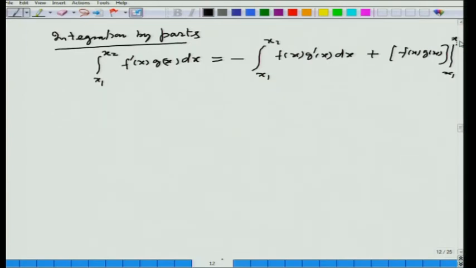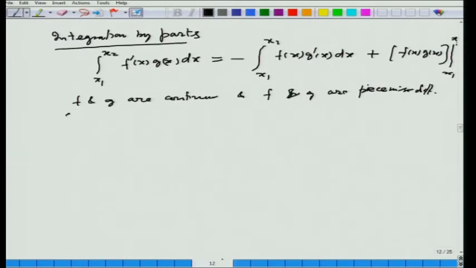Here what it states is that you have two functions f and g, where f and g are assumed to be continuous, and f prime and g prime, or f and g, are piecewise differentiable on x1 to x2. So then these integrals will be well defined.